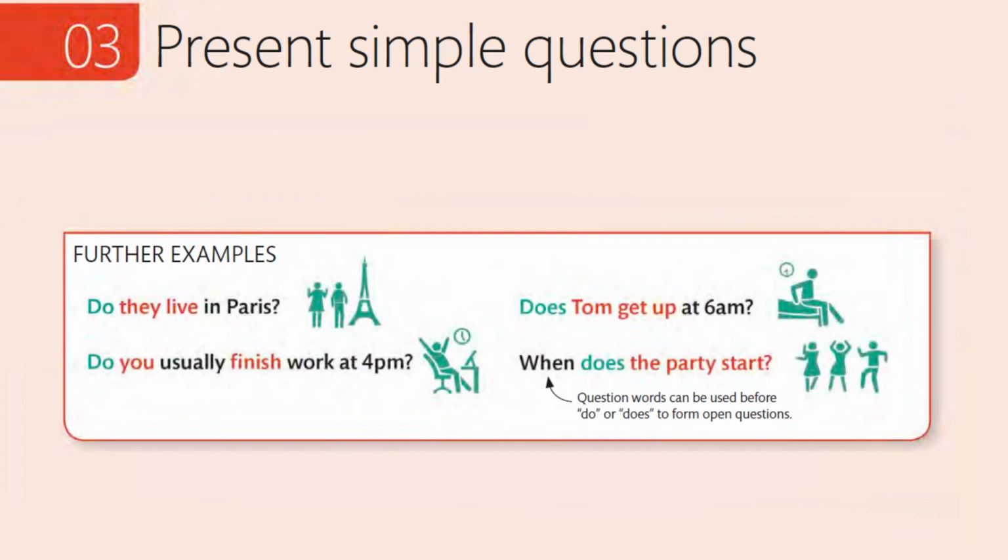Further examples. Do they live in Paris? Does Tom get up at 6 a.m.? Do you usually finish work at 4 p.m.? When does the party start? Question words can be used before do or does to form open questions.